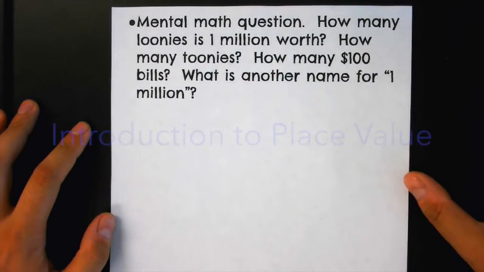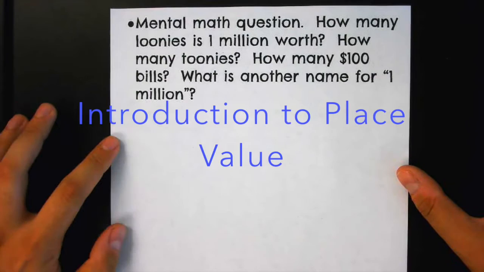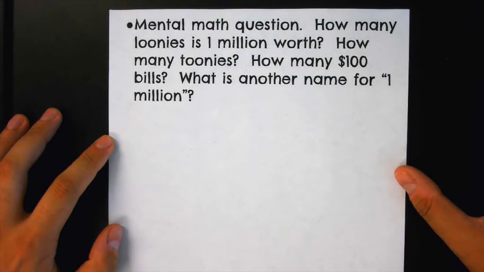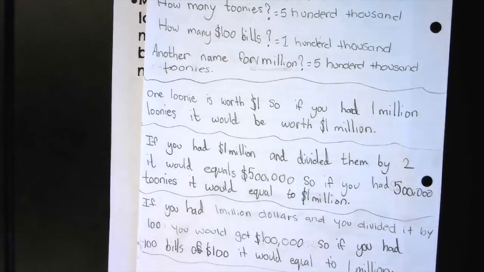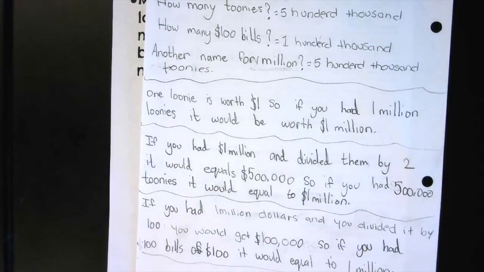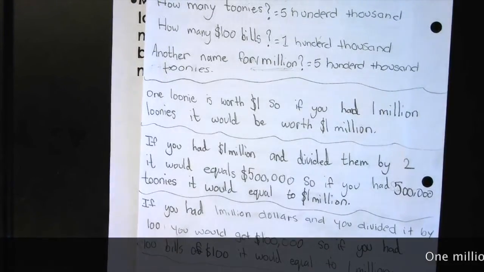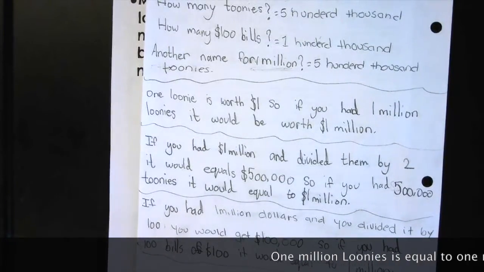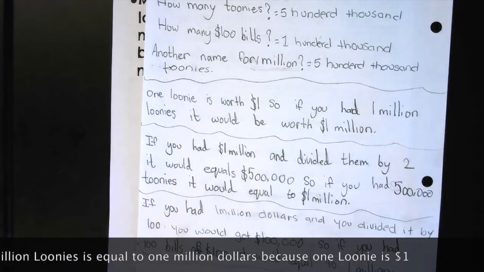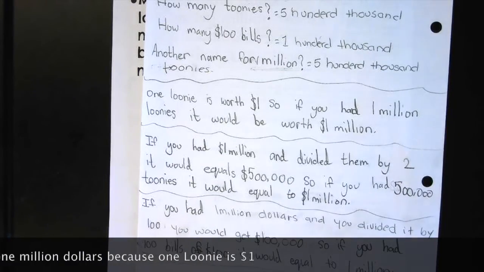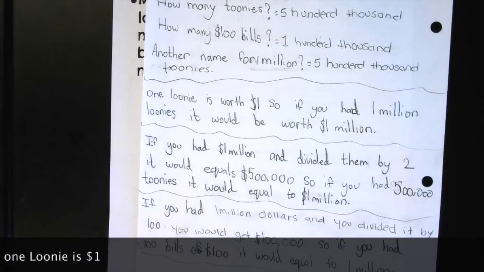So our introductory lesson to grade 7 was: how many loonies is 1 million worth? How many toonies? How many $100 bills? What is another name for 1 million? If you had 1 million loonies, it would equal $1 million, because one loonie equals $1.